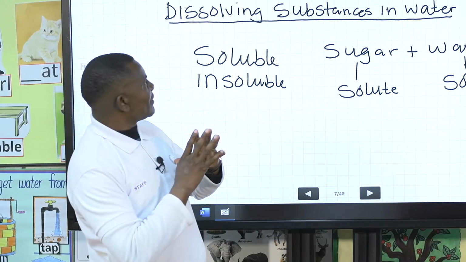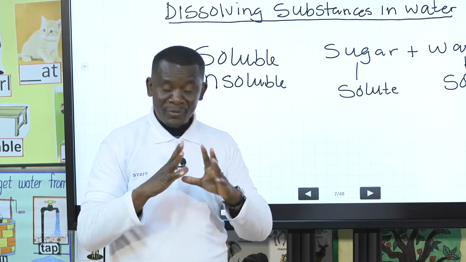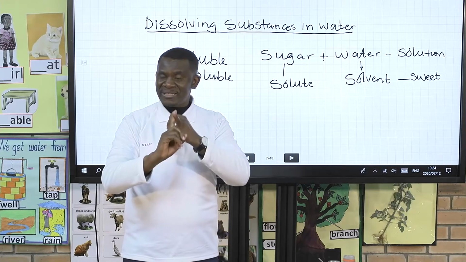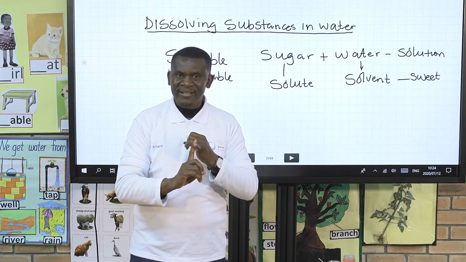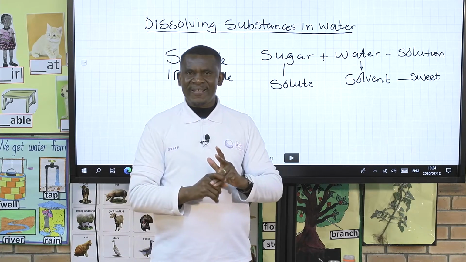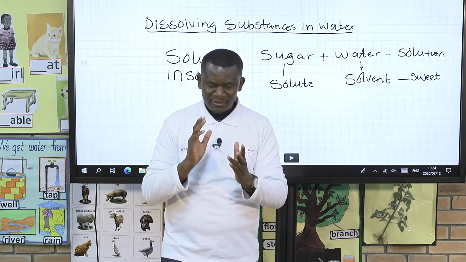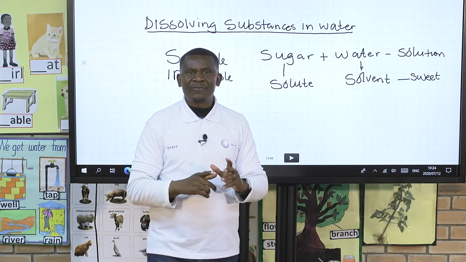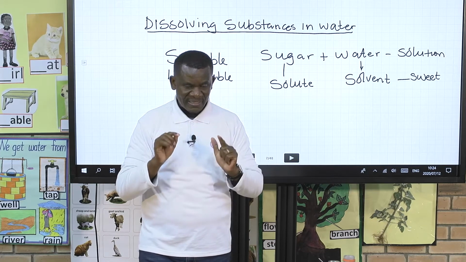Dissolving depends on 3 factors, and we are going to investigate these 3 factors. 1, we are going to investigate what is the effect of temperature on dissolving substances. 2, what is the effect of stirring on dissolving substances? 3, what is the effect of particle size on the dissolving of substances?